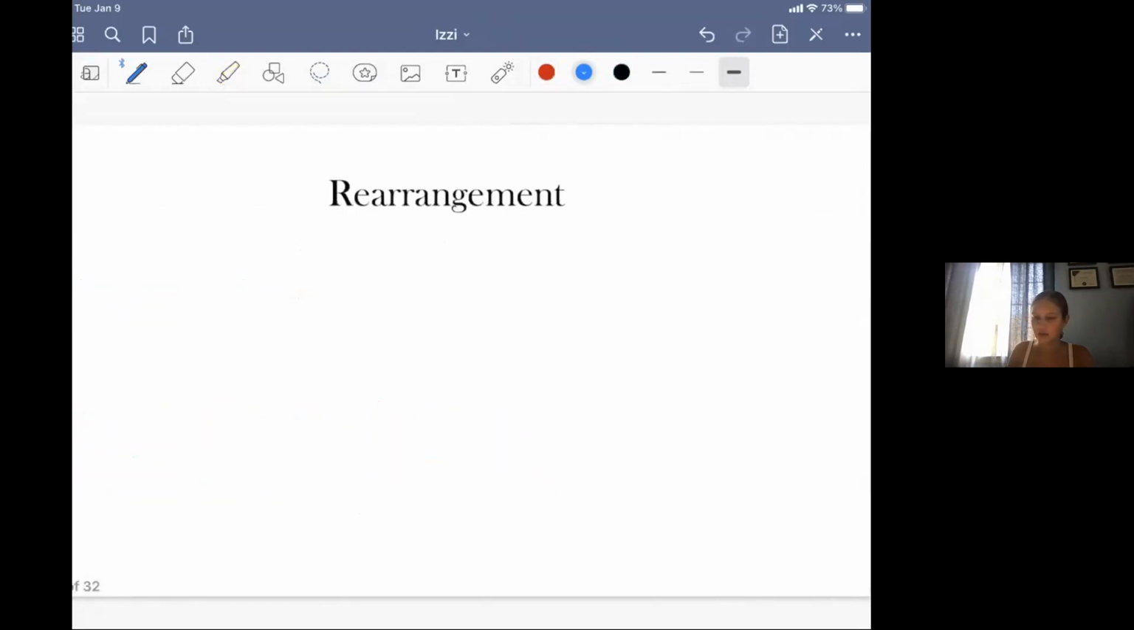All right, so I'll move on to the last thing that we're talking about. So rearrangements are also possible for solvolysis reactions. So I'll show you an example and then I'll walk you through it. So this is the molecule we're going to be working with.